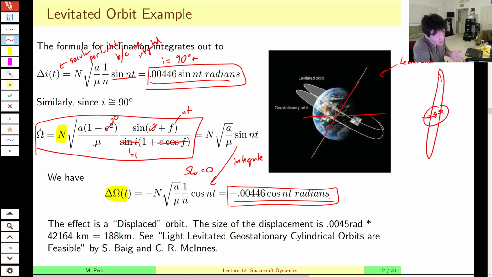So what is the magnitude of this change? This is a change of orbital plane out at a radius of 42,000 kilometers. So if you multiply 0.054 radians at a radius of 42,000, we get actually a motion or a displacement from the original orbit of 188 kilometers.